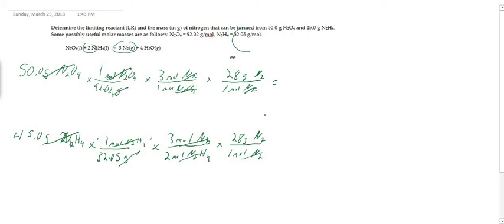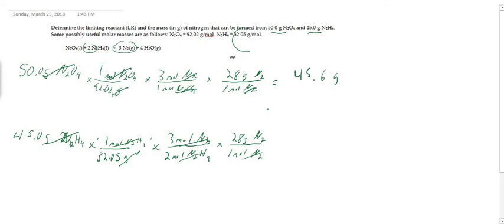So I'm going to quickly do this on my calculator I have here. And if you want to follow along, how I put it in my calculator, that'd be 50 divided by 92.02 times 3 times 28. And so when I do that, I am left with 45. And let's get the right number of sig figs here. There's going to be 3 sig figs based on here and here. And so it's going to be 45.6 grams.